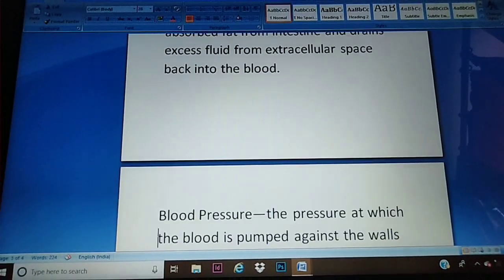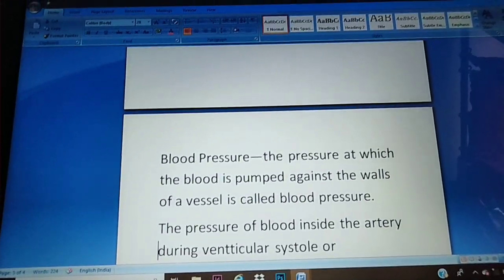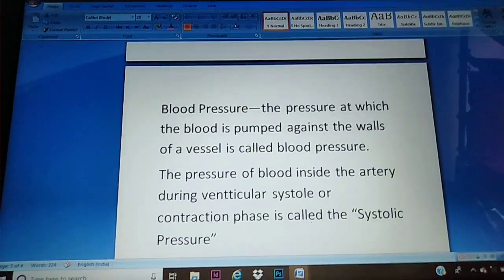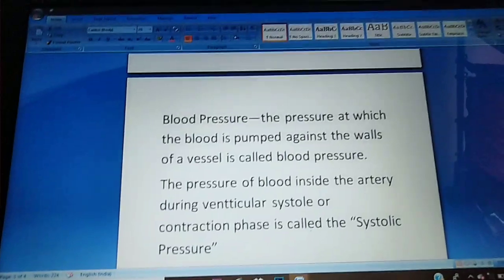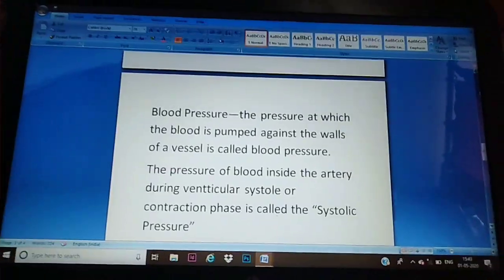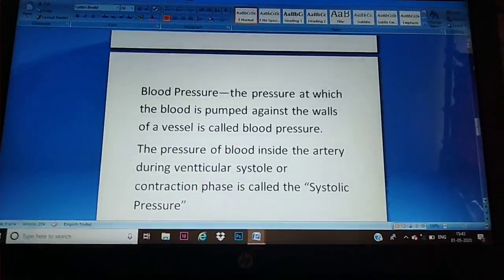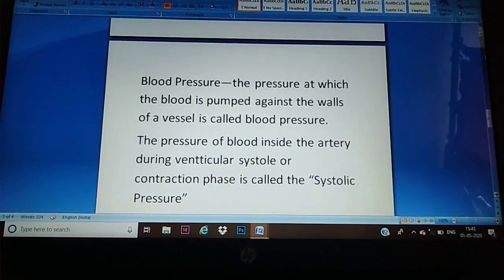Now I will describe one more topic, that is blood pressure. So what is blood pressure? The pressure at which the blood is pumped against the wall of a vessel is called the blood pressure.